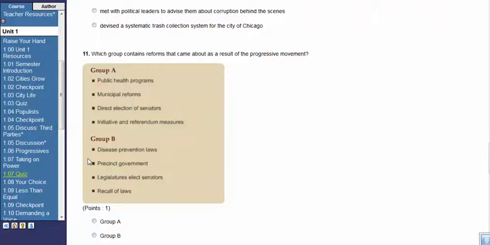Number 11, which group contains reforms that came about as a result of the progressive movement? Group A, public health programs, municipal reforms, direct election of senators, and initiative and referendum measures. Or Group B, disease prevention laws, precinct government, legislatures elect senators, and recall of laws? Was it Group A or Group B?